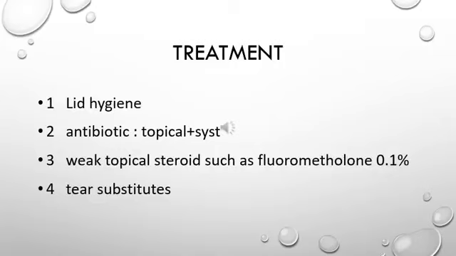Systemic treatment like oral azithromycin may be helpful to control ulcerative lid margin disease. Systemic tetracycline in posterior blepharitis is the mainstay, but it is contraindicated in children and pregnancy, when we use erythromycin. In the third point, we use a weak topical steroid such as fluorometholone for 1 week. It is useful in patients with severe papillary conjunctivitis or phlyctenulosis. The fourth point, tear substitutes, are required for associated tear film instability and dry eye.